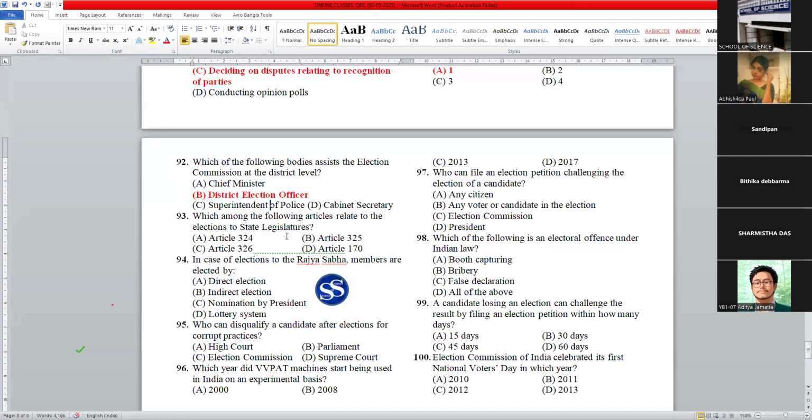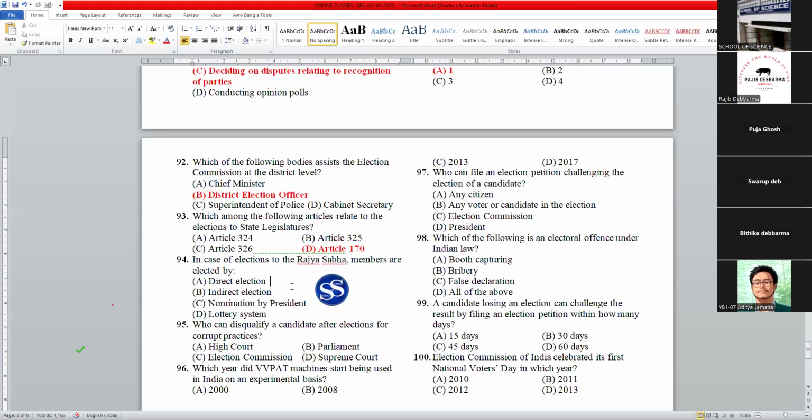Question 93. Which among the following articles relate to the elections to state legislatures? You tell me this. Article 170. Very good. Article 170 of the Indian Constitution deals specifically with the composition of the legislative assembly. Could you follow? Article 324 deals with the powers of the Election Commission. Article 325 deals with the single general electoral roll and no discrimination. Article 326 provides for elections based on adult suffrage. So here the answer is Article 170.